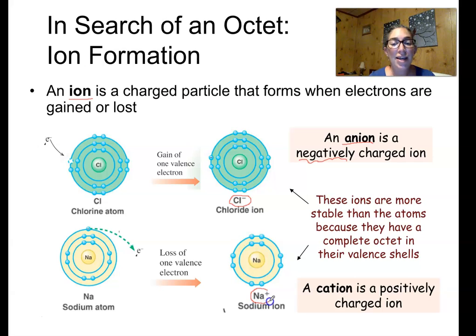By losing a negative charge, it now has 1 more proton than it does electrons, and so now it's positively charged. We call positively charged ions cations. My favorite mnemonic to remember that anions are negative and cations are positive is that cats have paws. So cations are positively charged.